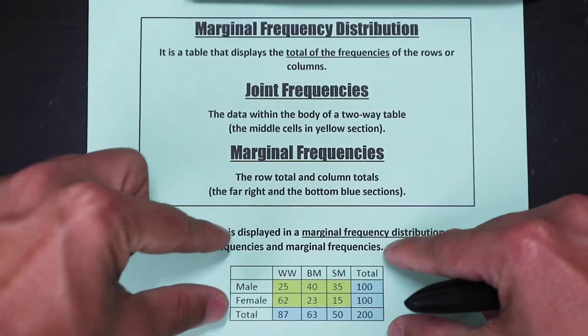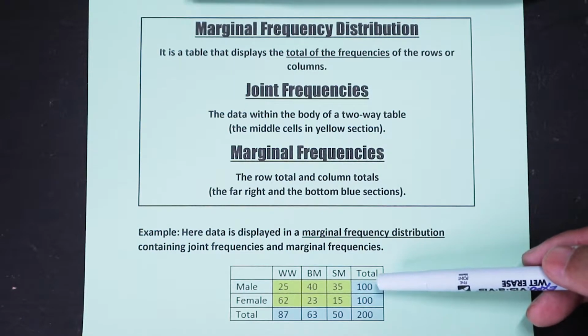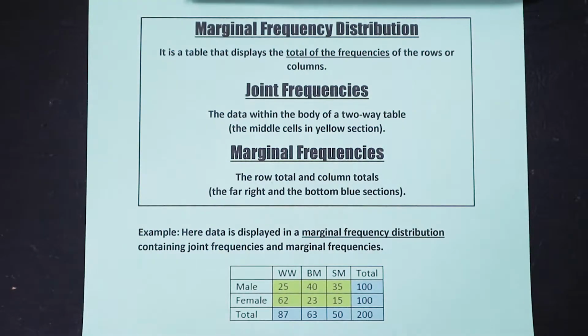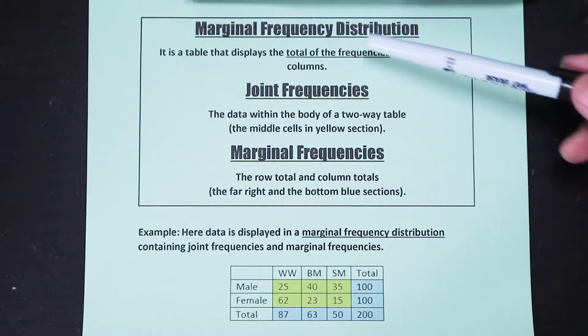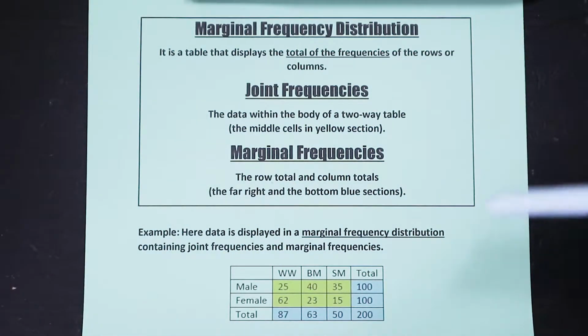So the entire thing is called a two-way table. The blue part is the marginal frequency, and the yellow part is the joint frequency. A type of two-way table could be called a marginal frequency distribution if it has the totals. If it does not have the totals, then it's just a two-way table.